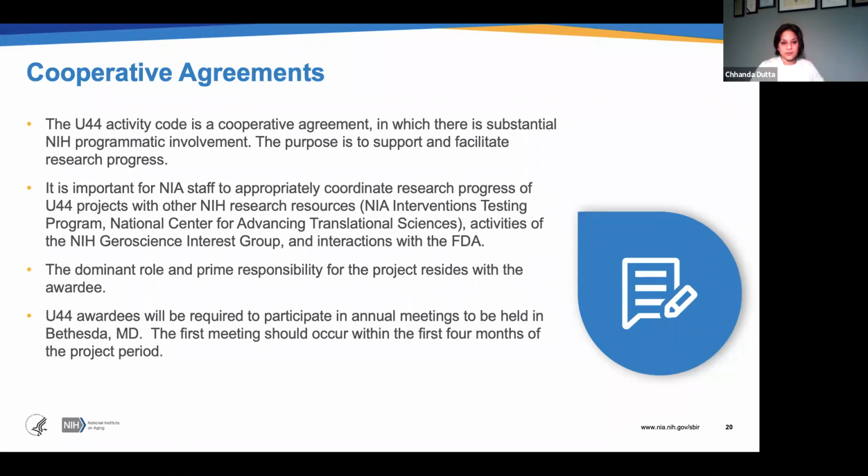And we also want to point out, as part of the cooperative agreement, we do require under the RFA for the awardees to participate in annual meetings to be held in Bethesda. Obviously, depending on the COVID-19 situation, if this persists, we would change to a virtual format of some form, but we would anticipate that the first meeting with the awardees would take place within the first 4 months of the project period. Next slide, please.